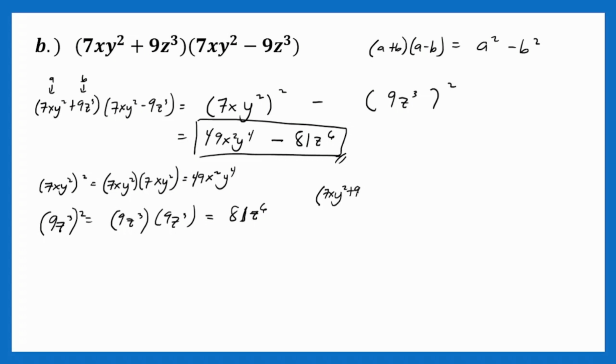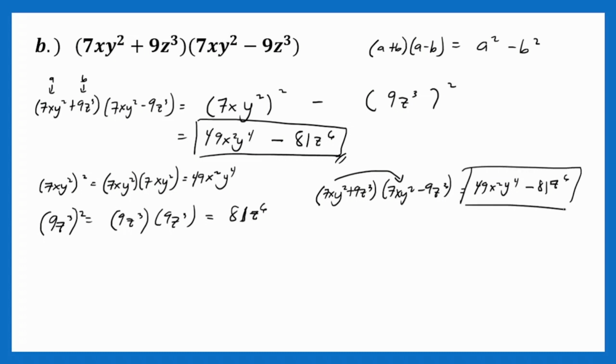7xy squared plus 9z cubed. 7xy squared minus 9z cubed. Okay? So, 7 times 7, I mean, first sa first, last sa last. 7 times 7 is 49. X times x is x squared. Y squared times y squared is y raised to 4. Minus 9 times 9 is 81. Z cubed times z cubed, that is z raised to 6. Final answer. Okay, this is z. Ayan. So, same lang. Ito yung shortcut ng shortcut.